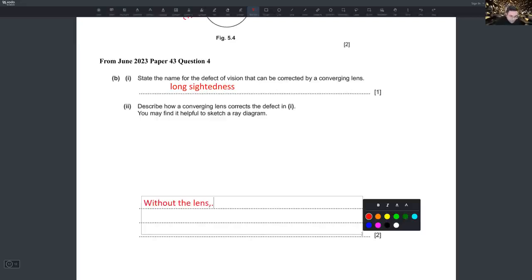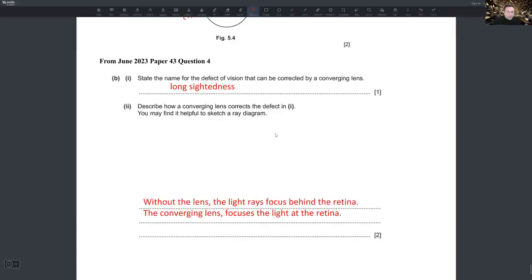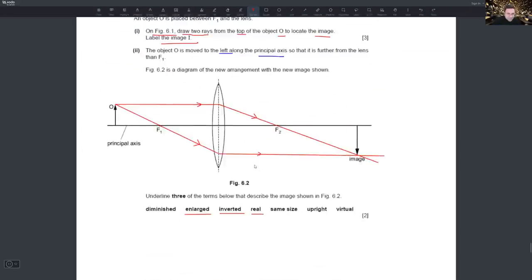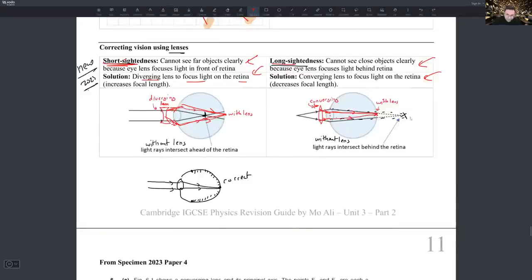Without the lens, the light rays focus behind the retina. The converging lens focuses the light at or on the retina. That's all you need to say. What happens? Without the lens, it's not going to meet on the retina, it meets behind. What happens with the lens? The light rays will meet on the retina. What happens without the lens? The light rays meet behind the retina.